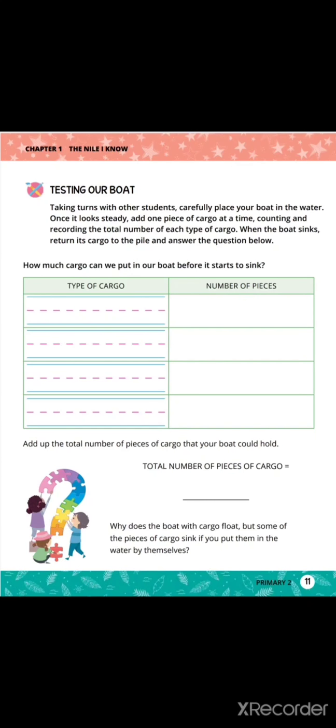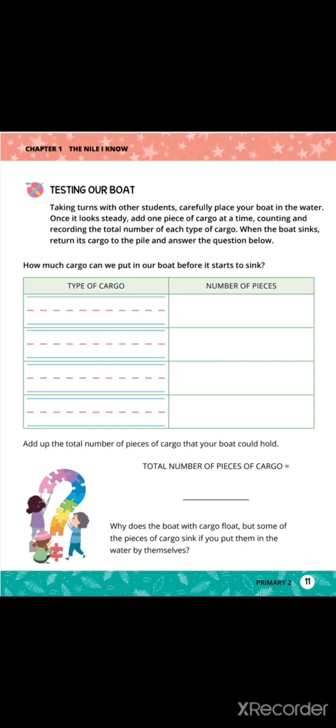Turning to page 11, testing our boat. Taking turns with other students, carefully place your boat in the water once. It looks steady. Add one piece of cargo at a time, counting and recording the total number of each type of cargo. When the boat sinks, return its cargo to the pile and answer the question below.